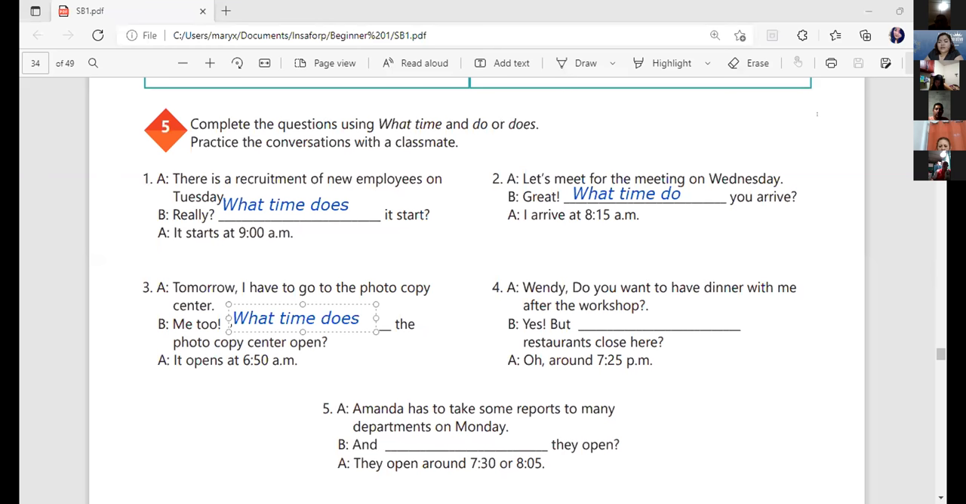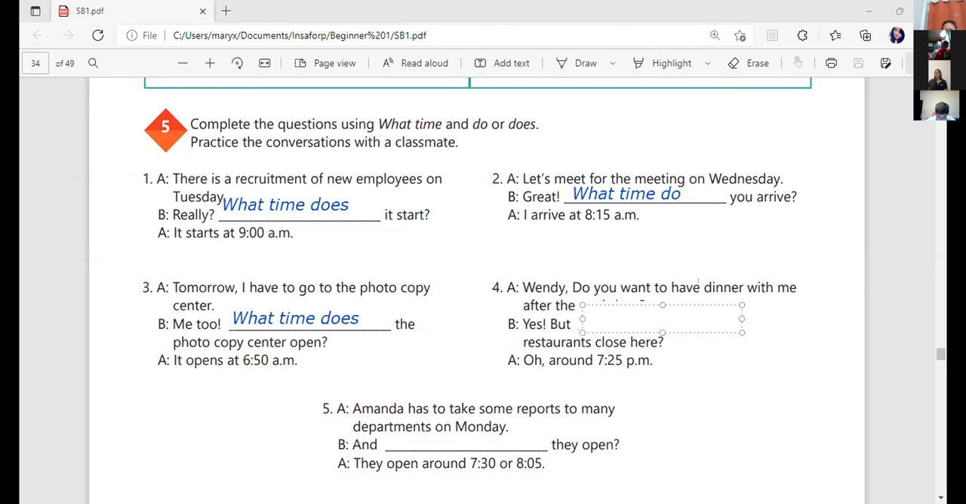Number four, Rafael. No? Okay, Victor, what do you have? Number four. No finished, teacher. No terminado? What time do? Exactly, very good. What time do restaurants close? And Robinson, what do you have in number five?